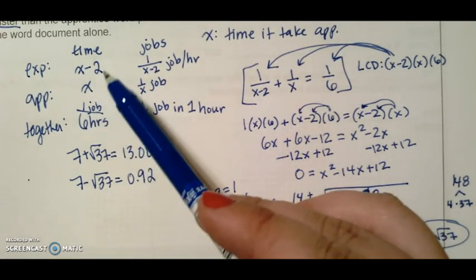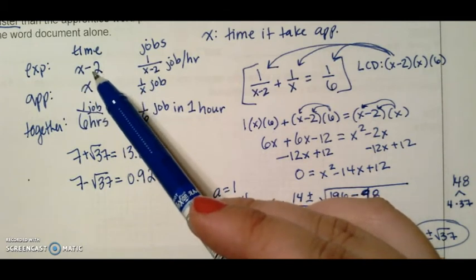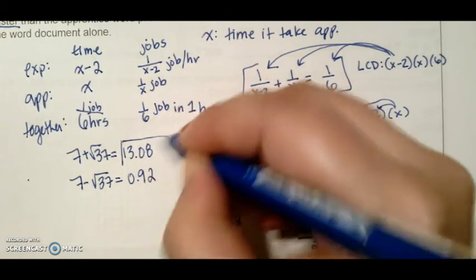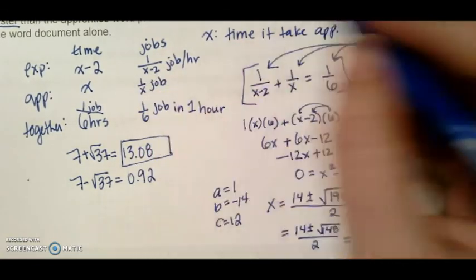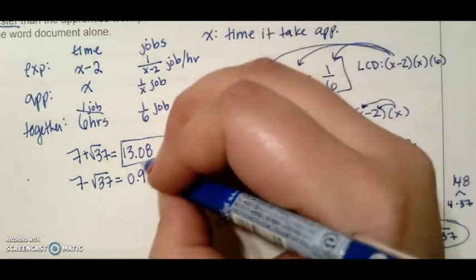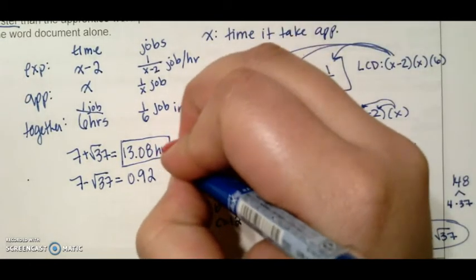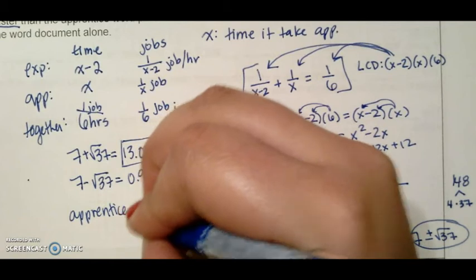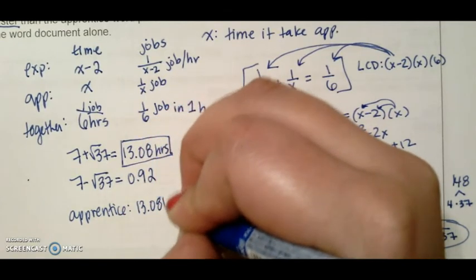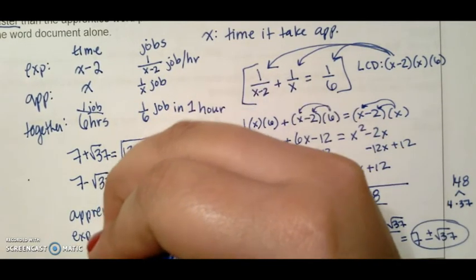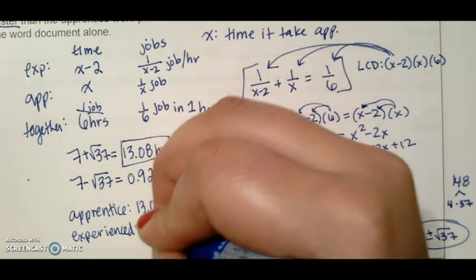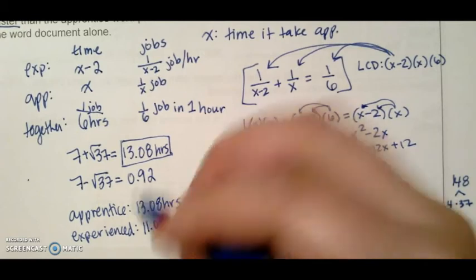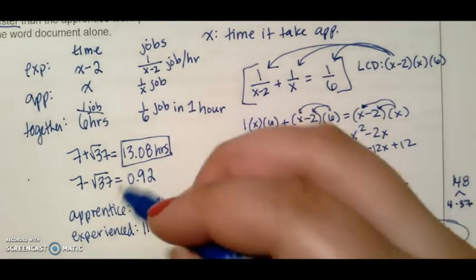No, because the experienced word processor takes 2 hours less, so it can't take him less than 2 hours. So then this must be the apprentice speed. This is in time, so hours. So that's the apprentice, 13.08 hours, and the experienced would take 2 hours less than that, so 11.08 hours. And you could round to a whole number, 13 and 11 hours.